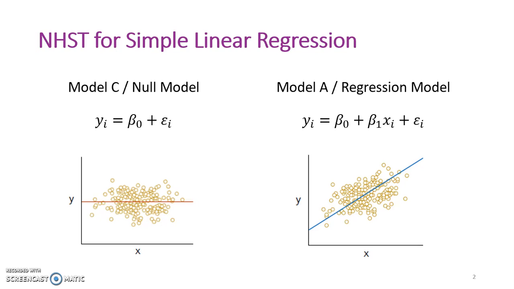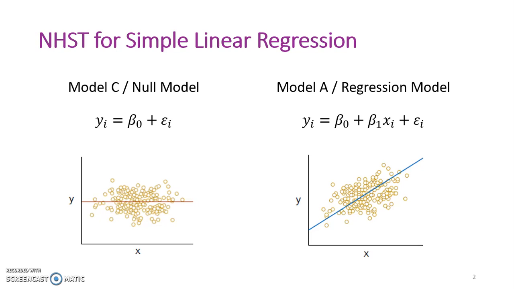So for the null model, we hypothesize that x has no relation to y. And so in this situation, if x and y are not related, we don't need to account for x in the model at all. And so the equation corresponding to this plot indicates that. We have no parameter associated with x in the null model.